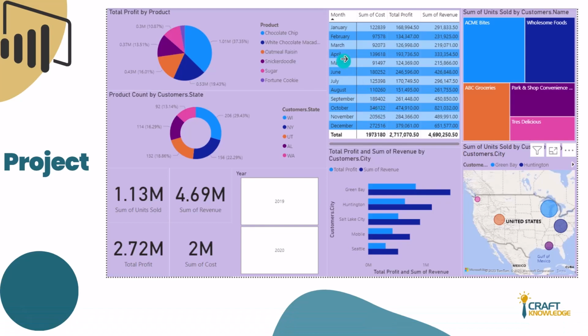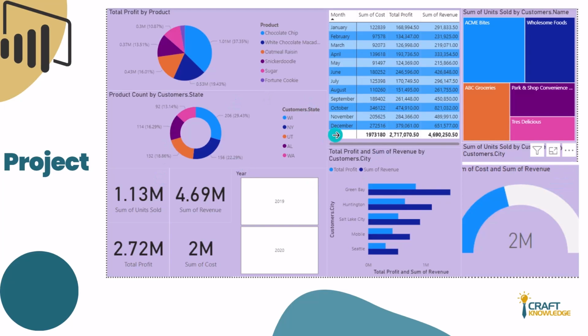Same goes out if I'll click on any of the months over here. So the data for particularly that month will be visible only, and so on and so forth. This is how we can create an interactive report, and later on we are going to publish this report on Power BI service. So let's get started.